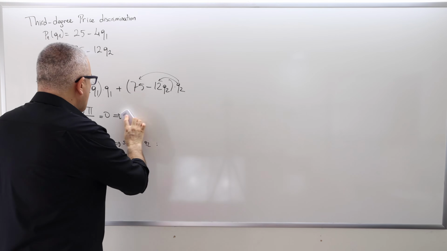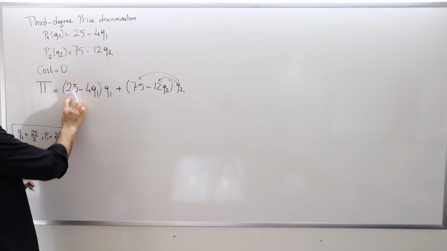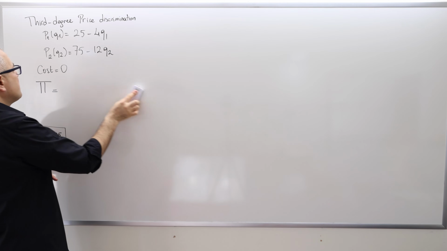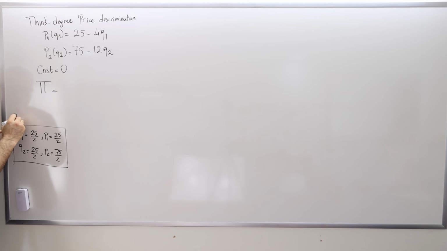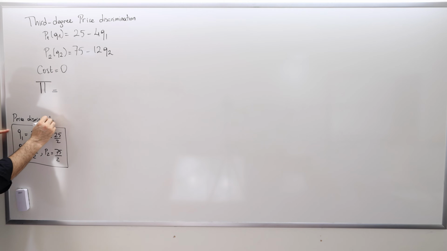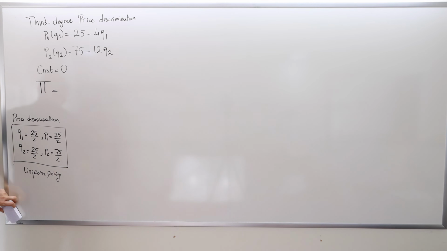Now, part 2. What if this monopolist is not allowed to price discriminate? So the uniform pricing. Let's take a note here. Price discrimination. Now I'm going to find the uniform pricing case. Uniform pricing.